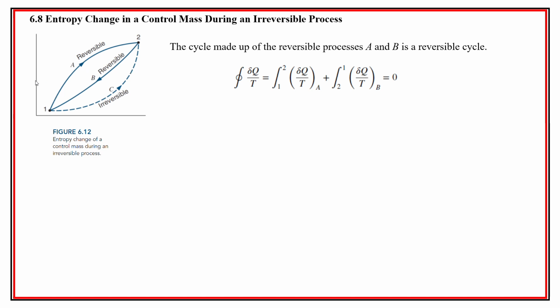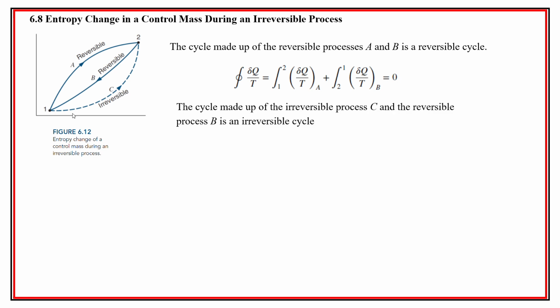I think this is a TS diagram. It should be a TS diagram. I guess it doesn't really matter whether it's a PV diagram or a TS diagram. So anyway, by the definition of this right here, for these reversible cycles, you can see that they're equal to 0.